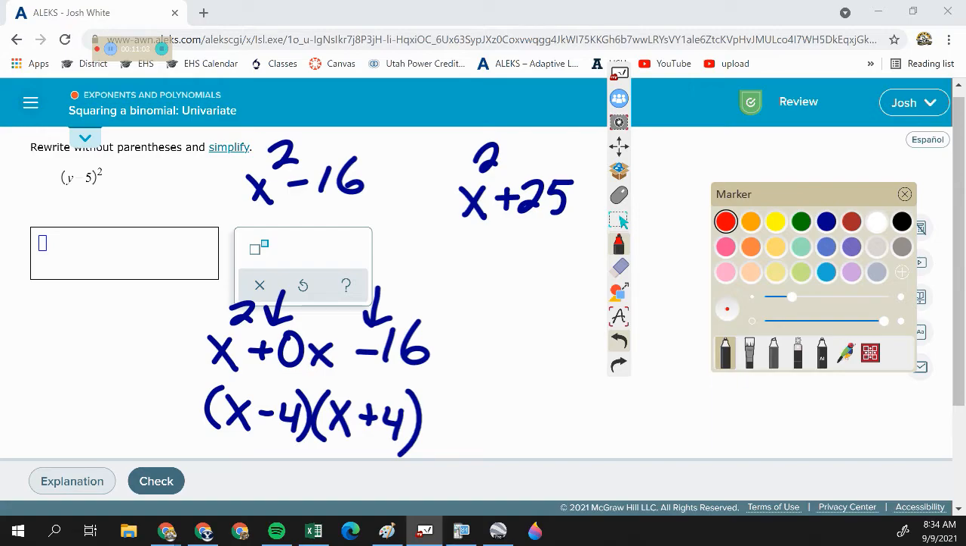So what if we tried 5 and 5? They don't add to 0. What if we tried negative 5 and negative 5? They don't add to 0, so this one actually doesn't work. It doesn't factor because of the negative, or because of the positive.